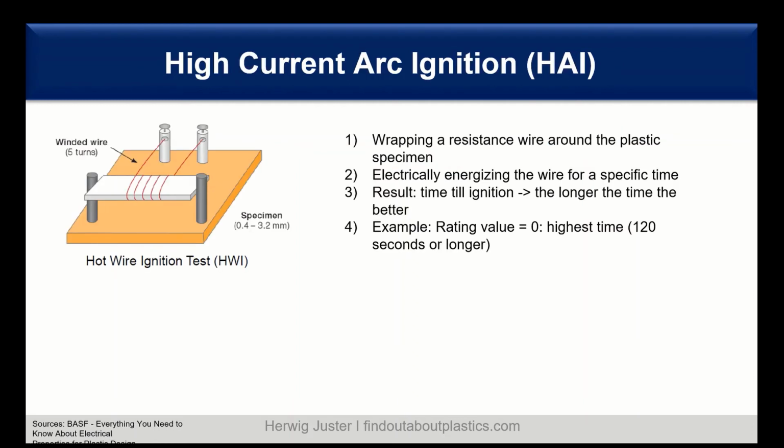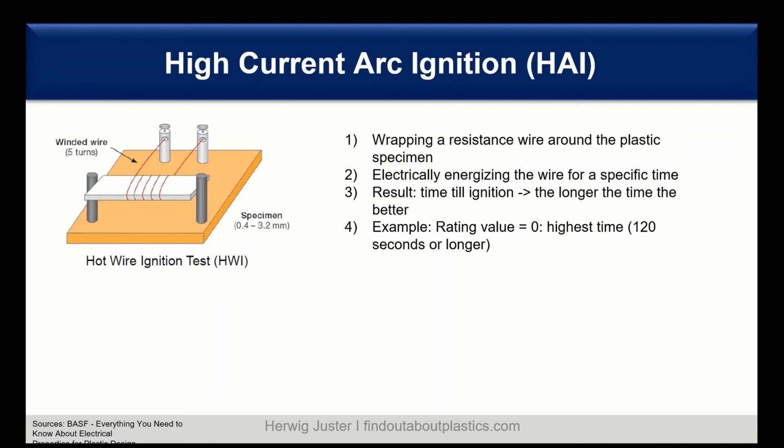Okay, let's continue with the high current arc ignition, HAI. So we have here our specimen, can range between 0.4 to 3.2 millimeters. And then there is a wire winded around, so 5 turns. So it's a resistance wire. Then we put some electricity through the wire for a specific time, and as a result measure the time till ignition.